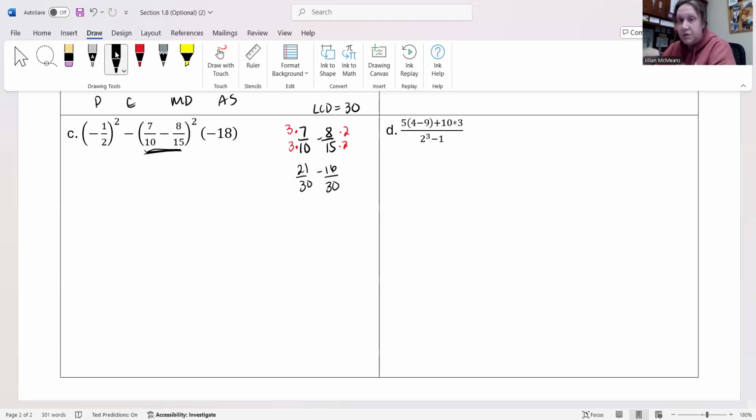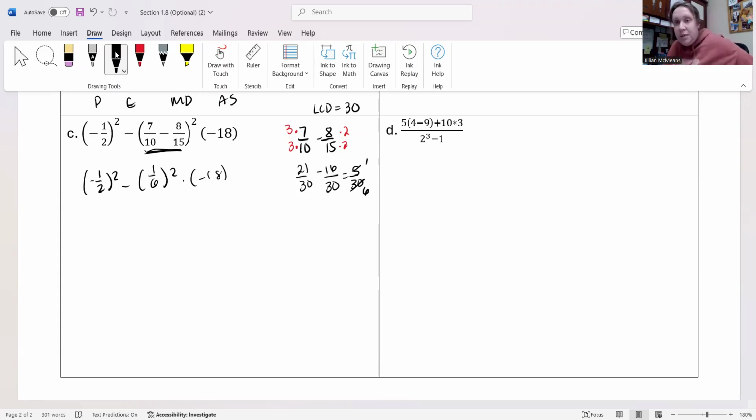And then all we do is we add or subtract the numerators and we keep the common denominator. So 21 minus 16 is 5 over 30. And then 5 over 30 reduces. 5 divided by 5 is 1. 30 divided by 5 is 6. So this really just becomes 1/6. So I'm going to rewrite the whole problem, replacing this underlined portion with just 1/6. So I have negative 1/2 squared minus 1/6 squared times negative 18.